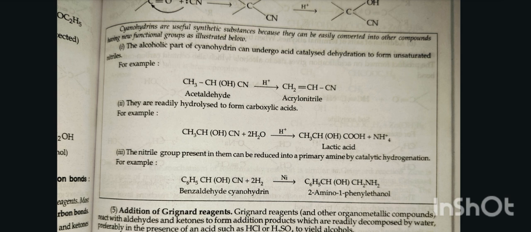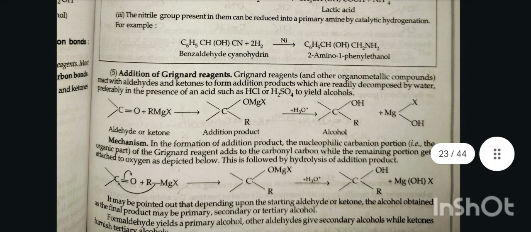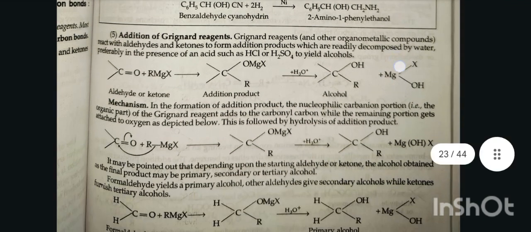Cyanohydrins are useful synthetic substances because they can be easily converted into compounds having new functional groups, as illustrated below. First, the alcoholic part of cyanohydrin can undergo acid-catalyzed dehydration to form unsaturated nitriles. For example, acetaldehyde gives acrylonitrile. Second, they are readily hydrolyzed to form carboxylic acids. Third, the nitrile group present in them can be reduced into a primary amine by catalytic hydrogenation. For example, benzaldehyde cyanohydrin in the presence of nickel gives 2-amino-1-phenylethanol.